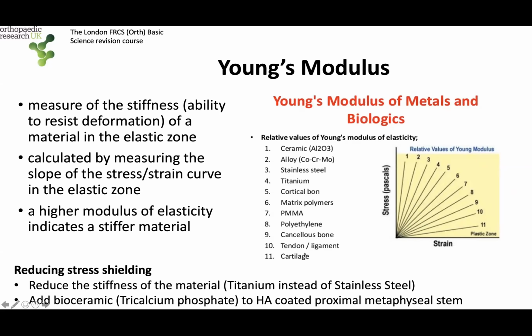So bone, tendon, ligaments are all along here. All your metals are up along here. And you need to know that, for example, titanium is closer to cortical bone than, for example, ceramic. And that has an implication in terms of the stiffness of the material, because if you reduce the stiffness of the material, you reduce the stress shielding, okay?